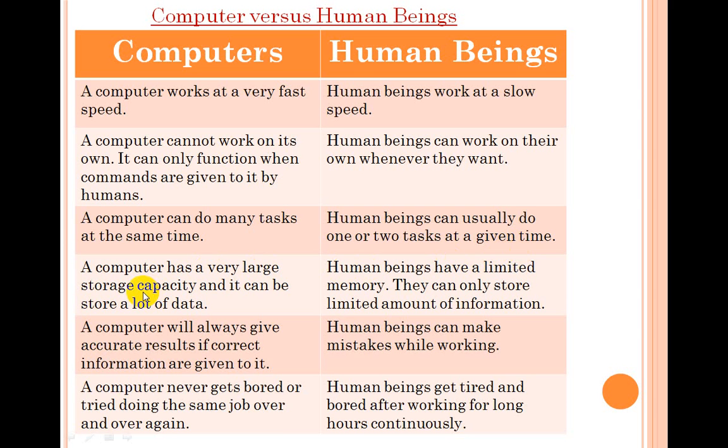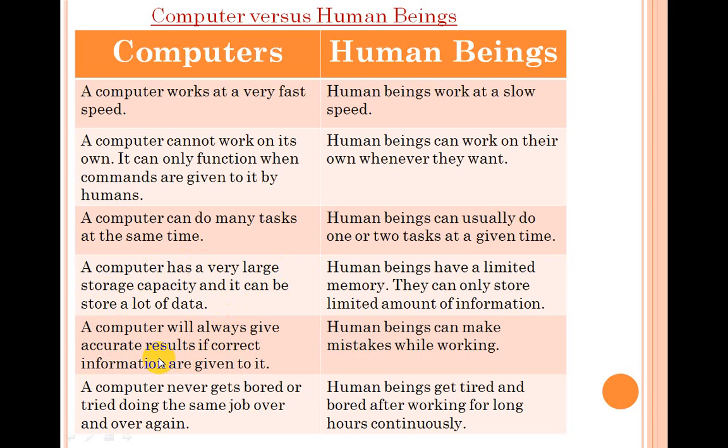A computer has a very large storage capacity and it can store a lot of data. While human beings have a limited amount of memory and can only store a limited amount of information. Whatever requirement we have, we only store that much information. But a computer can store a large amount of data: you can store pictures, videos, and songs. So much data you can store.